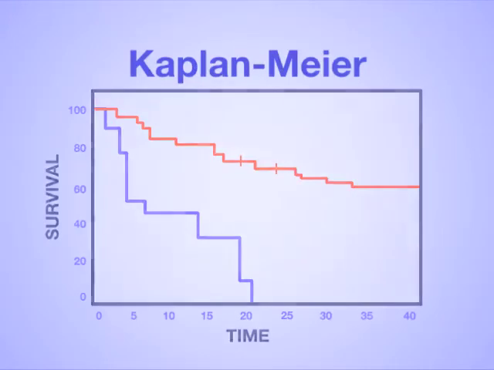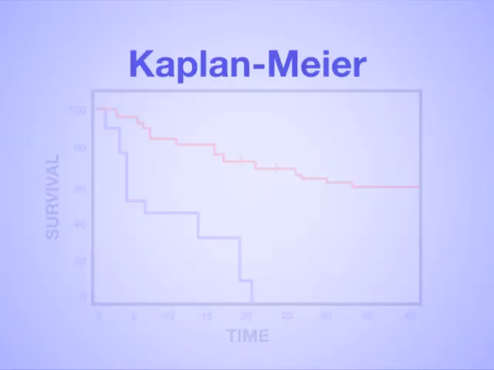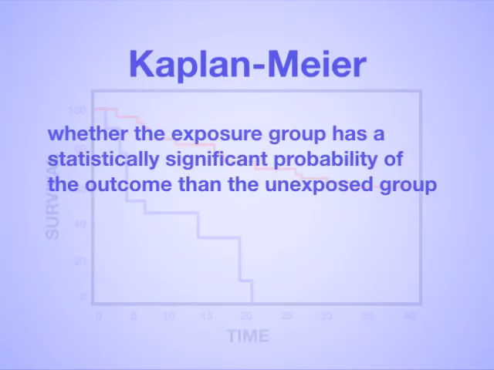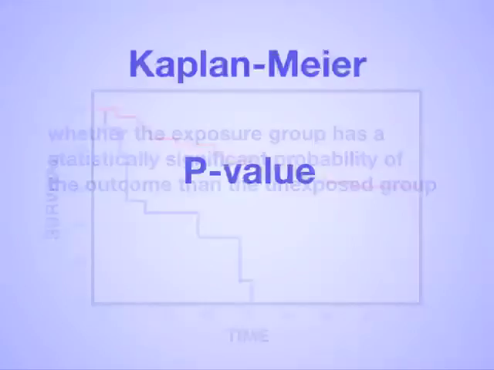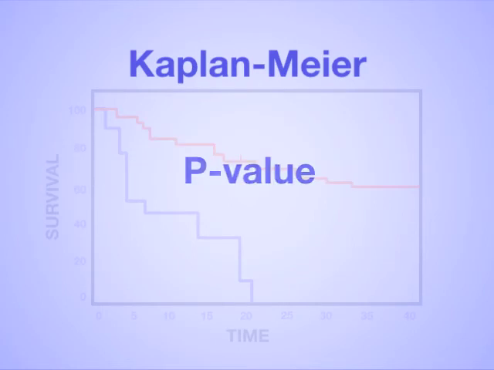There are 3 pieces of information that we get from a Kaplan-Meier plot. First, whether the exposure group has a statistically significant different probability of the outcome than the unexposed group. This is given by the p-value associated with the plot.